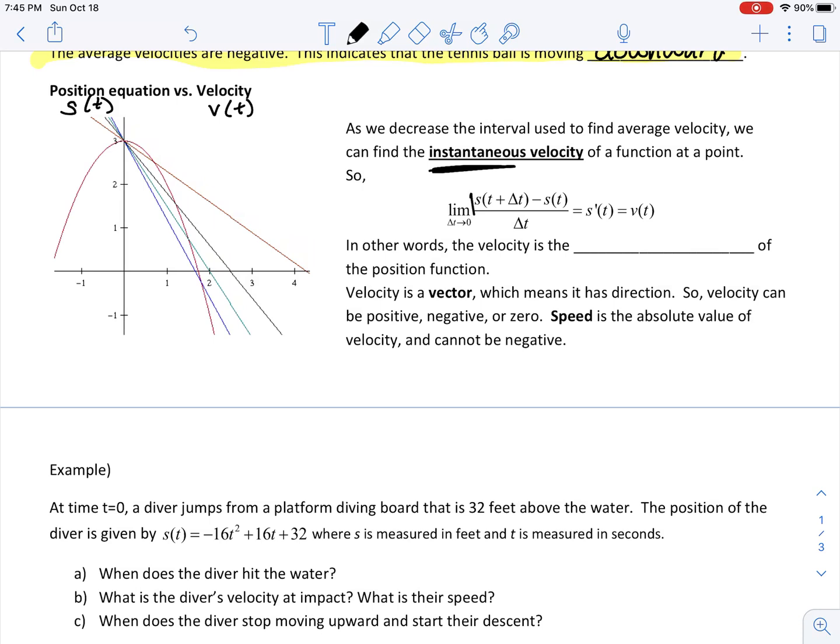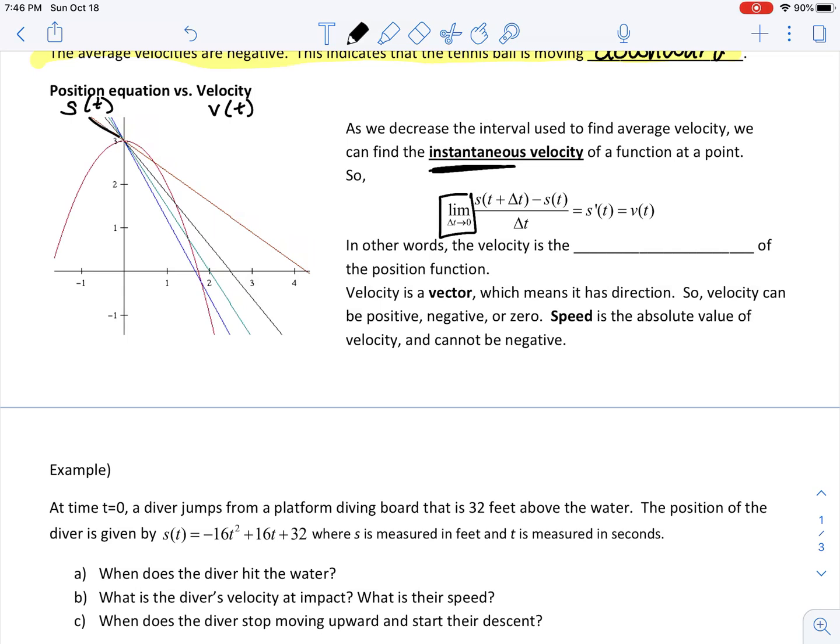So we're going to take a limit as the change in time decreases to 0. Instead of a large amount of time passed, we want a very, very small amount of time to pass. And that's what those radar guns do. They figure out very small amounts of time, and they send out a signal to find your position at two very close points in time.